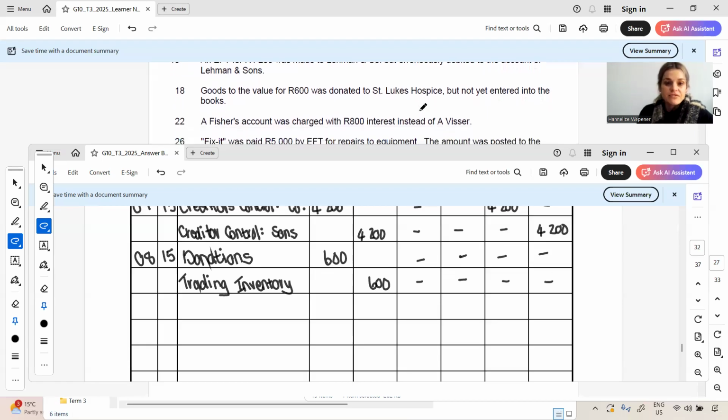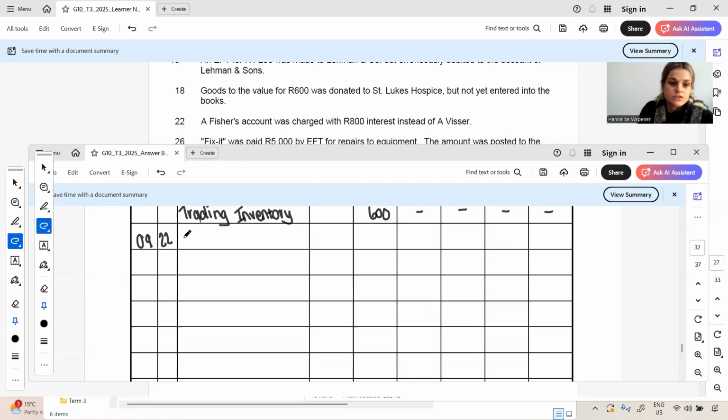Okay. A Fisher's account was charged with 800 Rand interest instead of A Fisher. So what you did is you calculated interest for a debtor's account, but you recorded it in A Fisher's account. It should have been A Fisher. So you need to remove it from A Fisher's account and you need to allocate it in Fisher's account. So in other words, you need to increase Fisher's account because he now owes you.